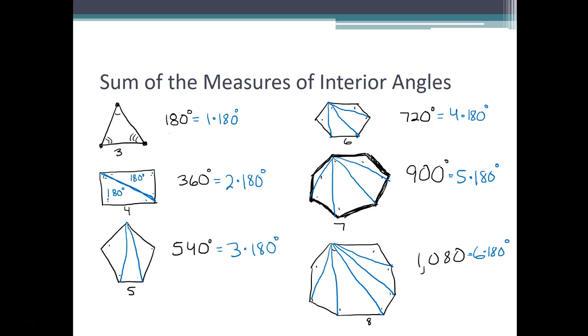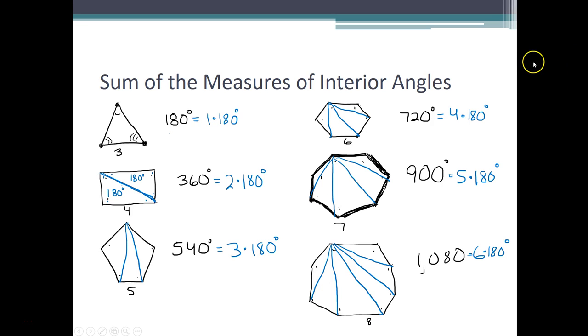Do you see a pattern too with the number of triangles versus the number of sides or interior angles in the figure? We've got 3 sides, 3 angles, 1 triangle, 4 angles, 2 triangles, 5 angles, 3 triangles, 6 angles, 4 triangles, 7 angles, 5 triangles, 8 angles, 6 triangles. You see a pattern here? If you saw that the number of triangles is always 2 less than the number of sides or angles, you are correct. That is true.